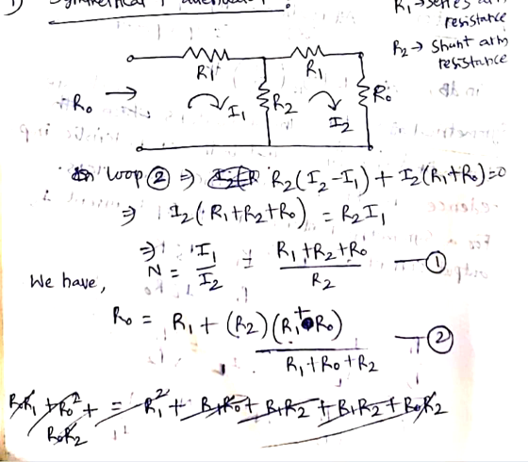Then we need the equivalent resistance R0, that is the source resistance, which will be obtained from the connections of these resistors. R0 and R1 are in series, and that combination is in parallel with R2, and then the overall combination is in series with R1, right? Then you will get R0 is equal to R1 plus R2 into (R1 plus R0) by (R1 plus R0 plus R2). Consider this as equation number 2.